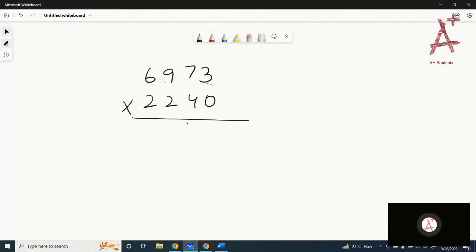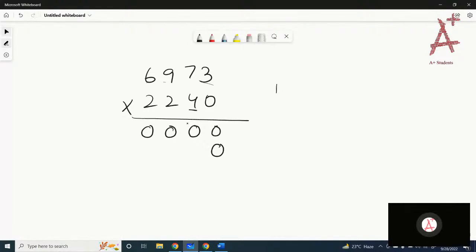to all these digits. So 0 multiplied by 3 is 0. 0 times 7 is 0. 0 times 9 is 0. 0 times 6 is 0. Got it? Now we're going to start multiplying the tens digit, so you have to add a 0 right below the ones digit, because you're starting multiplying the tens digit. You have to write the numbers right below the tens digit.